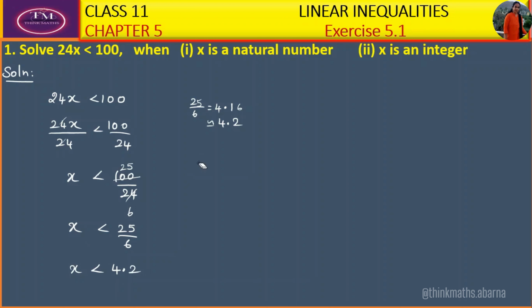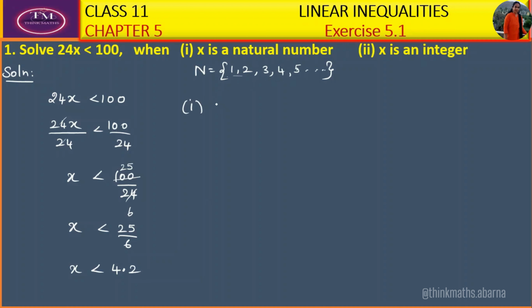Approximately it is 4.2. Now we have to find out the solution set when x is a natural number. What do you mean by natural number? Natural numbers are nothing but counting numbers. That is 1, 2, 3, 4, 5, 6, etc. It is called a natural number. So when x is less than 4.2, what are the values it takes? Less than 4.2 means these are the numbers: 1, 2, 3, 4 will be less than 4.2. After 4 it is 5. 5 is greater than this.